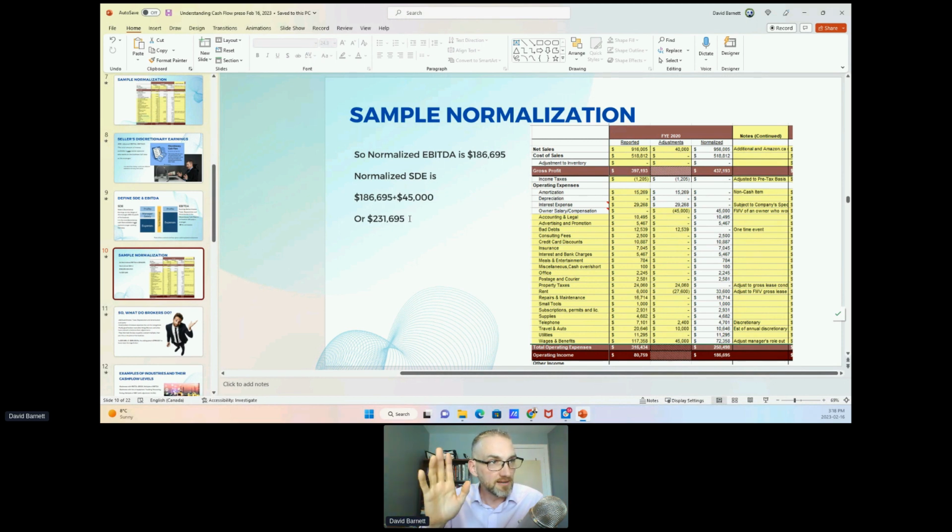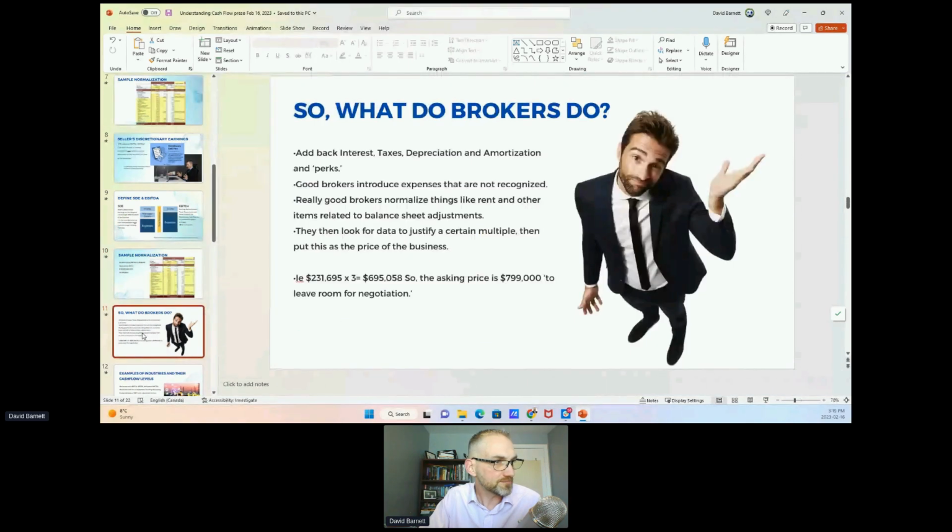They would say $956,000 in revenue and $231,000 in cash flow, or SDE is what would be represented. So what do the brokers do? Well, we've already covered some of this. They're going to add back interest, taxes, depreciation, amortization, and the perks. Good brokers are going to introduce expenses that are not recognized.